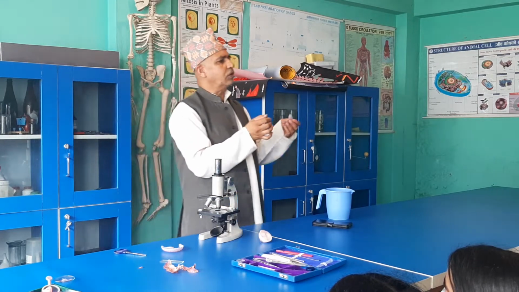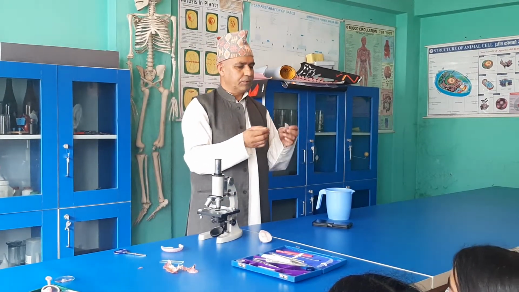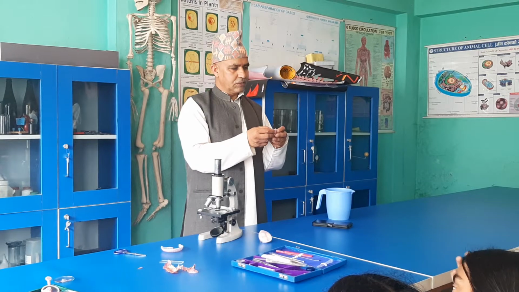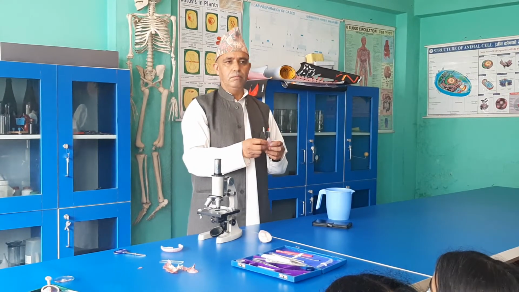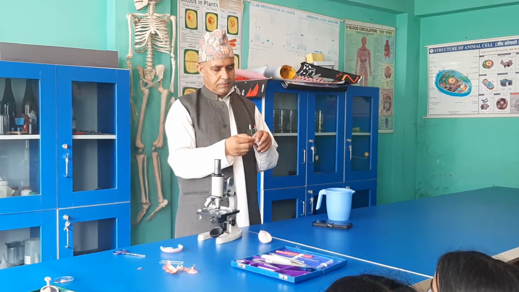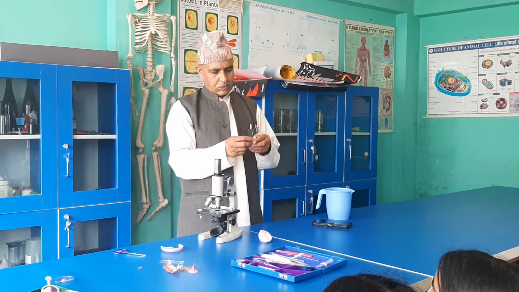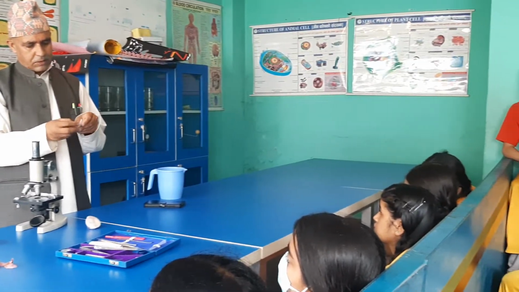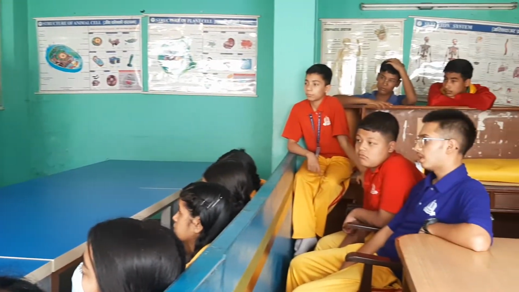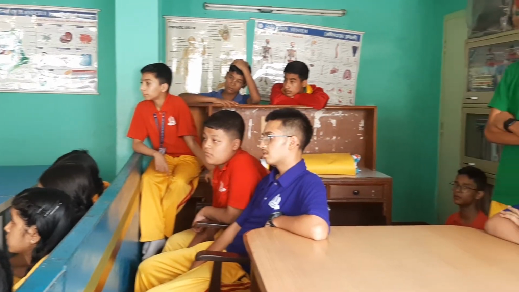Cell is the structural and functional unit of life. So it is very small in size. The diameter of a cell is expressed in microns. Actually, we are going to discuss about plant cell or animal cell. Plant cell. Okay, plant cell.